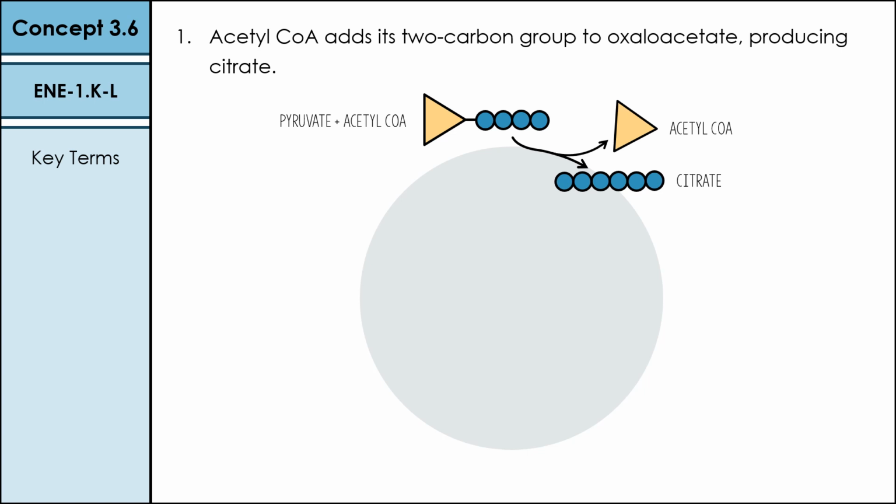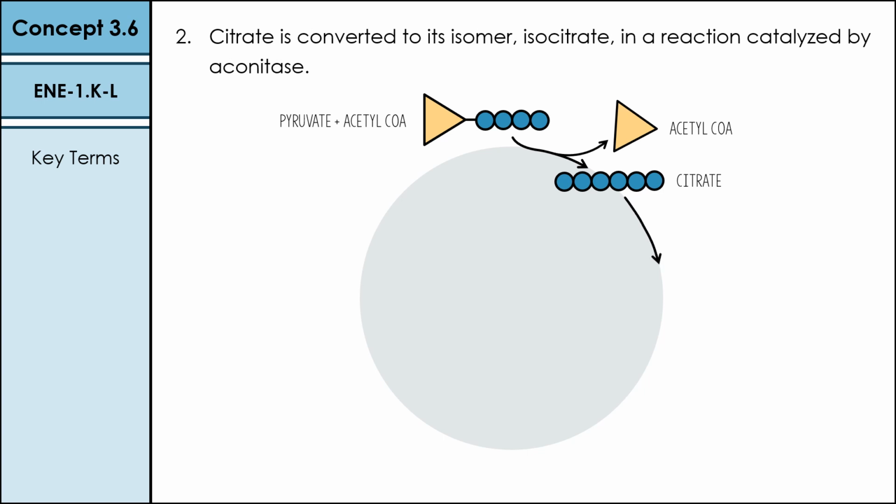So we've removed the coenzyme A, and we've attached those carbons to our citrate molecule. In the second stage, citrate is going to be converted to an isomer, isocitrate, and this is catalyzed by an enzyme called aconitase.